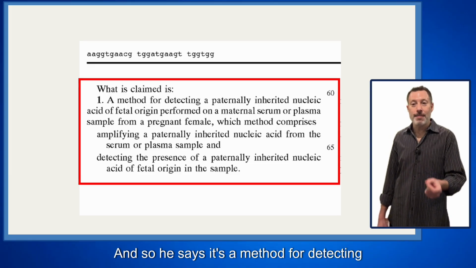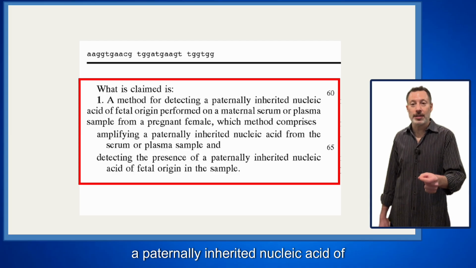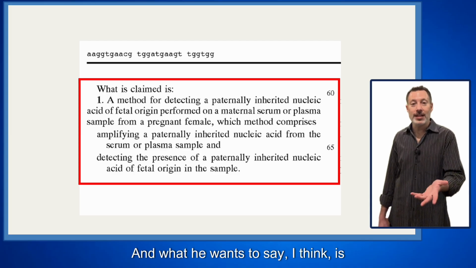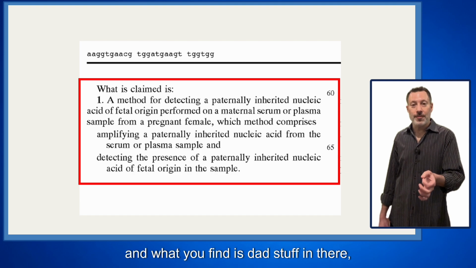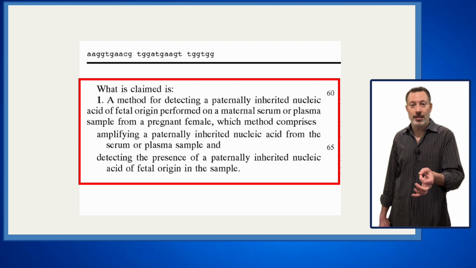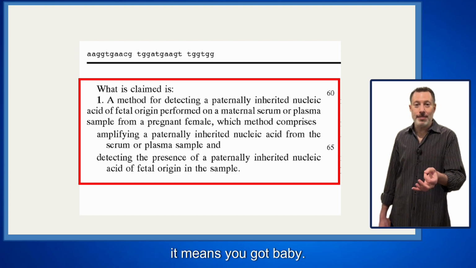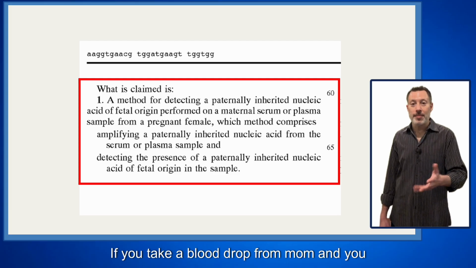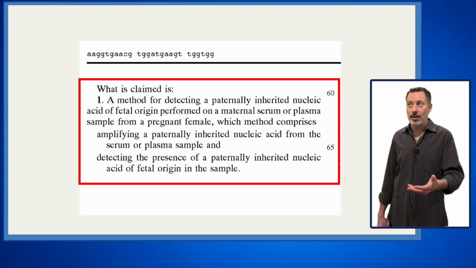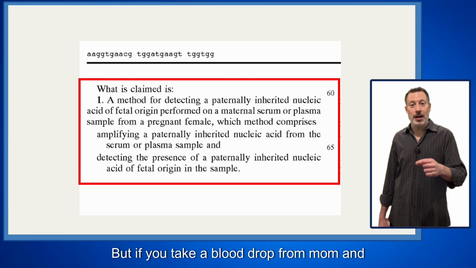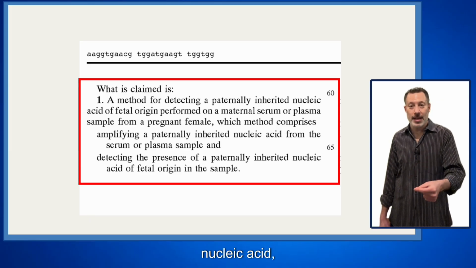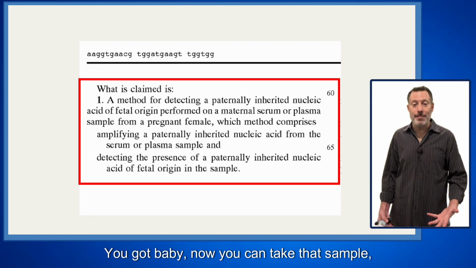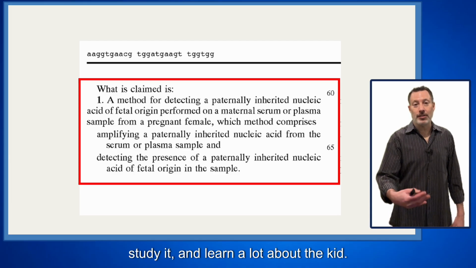And so he says the method for detecting a paternally inherited nucleic acid of fetal origin. And what he wants to say, I think, is if you take a blood drop from mom and what you find is dad stuff in there, it means you got baby. If you take a blood drop from mom and you find only mom genetic material, you just got mom. But if you take a blood drop from mom and there's paternally inherited nucleic acid, you got baby. Now you can take that sample, study it, and learn a lot about the kid.